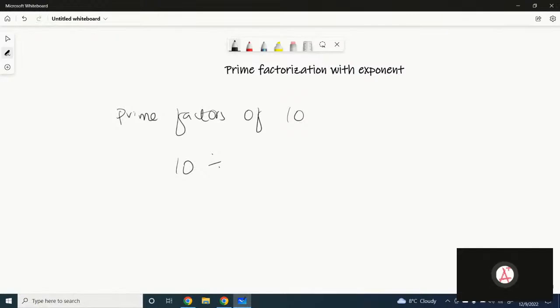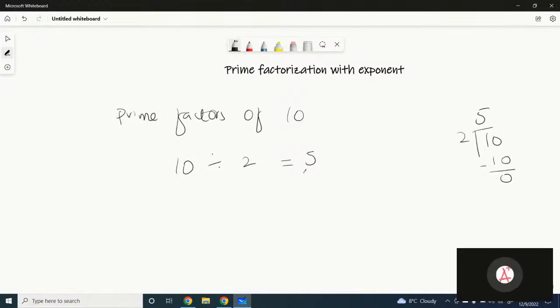The smallest prime number that can divide 10 is 2. Got it? So just divide 10 by 2. 10 divided by 2 equals 2 times what number makes 10? 2 times 5 makes 10. Got it? Here you have 5.